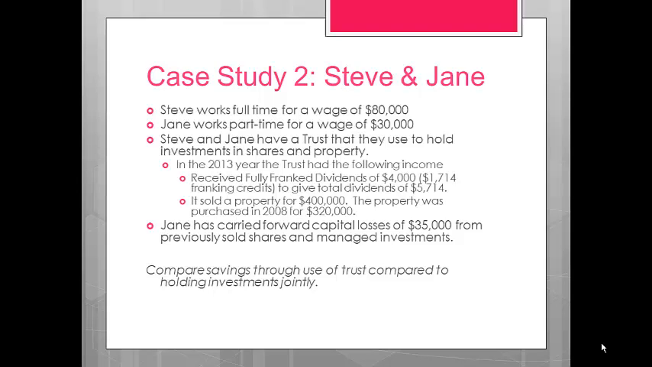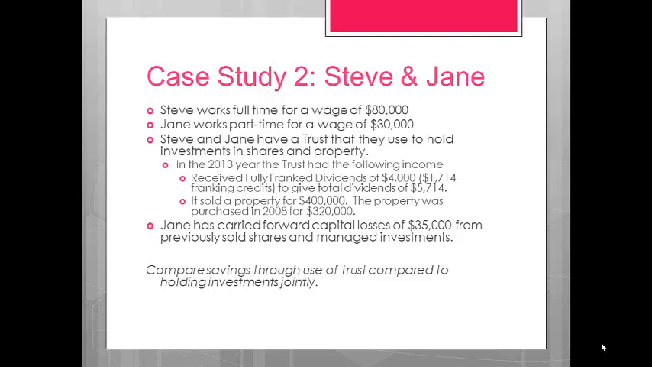It received fully franked dividends of $4,000. So that $4,000 attaches $1,700 of franking credits, which gives total dividend income of $5,714. And they also sold a property that they were holding in the trust for $400,000, and the property was purchased in 2008 for $320,000. So they've made $80,000 on that property. Jane has some carried forward capital losses of $35,000 from previously sold shares and managed funds.